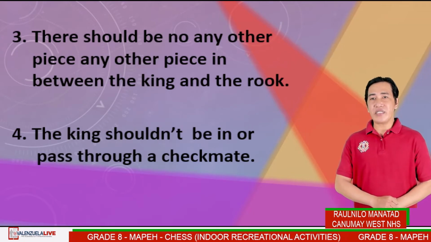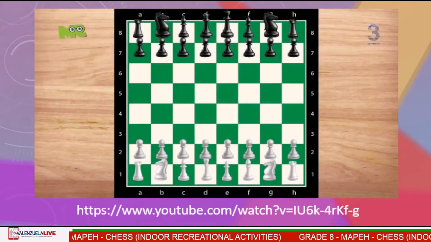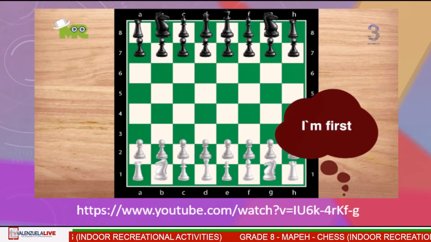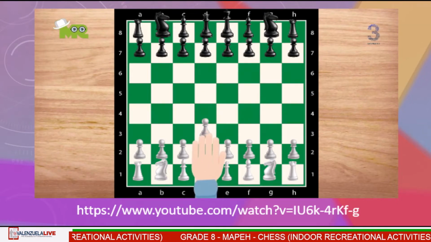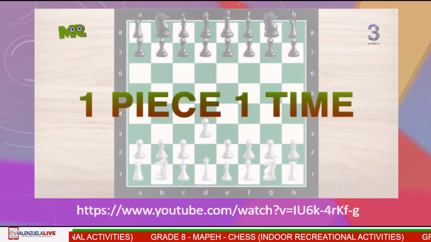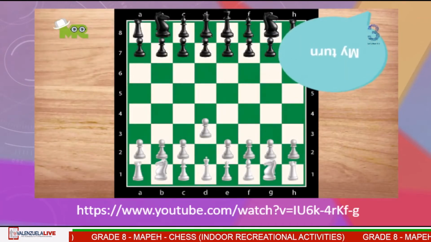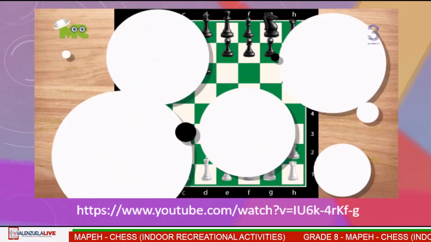Let's find out how to start the game. Let's start the game. The player who has the white pieces always starts a game of chess. Choose any of your pieces that is able to move and put it in its new space. Each turn consists of moving one piece, one time only. After the player with the white pieces takes their turn, play alternates to the player with the black pieces.